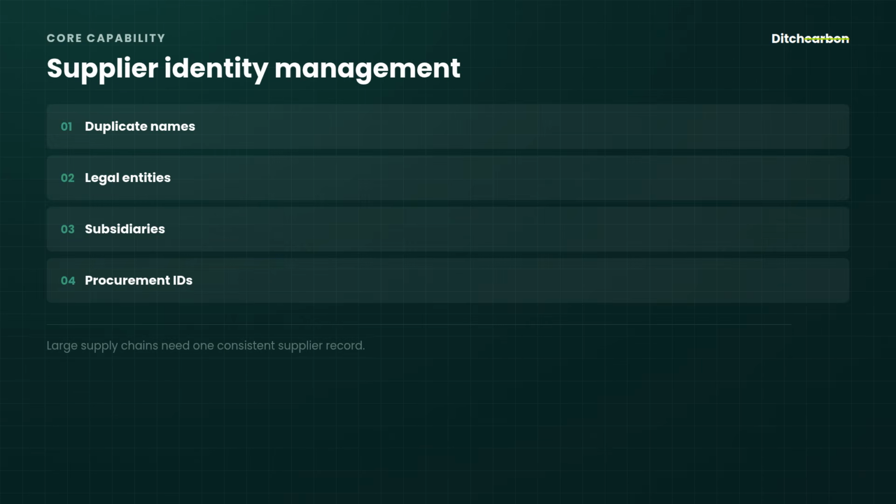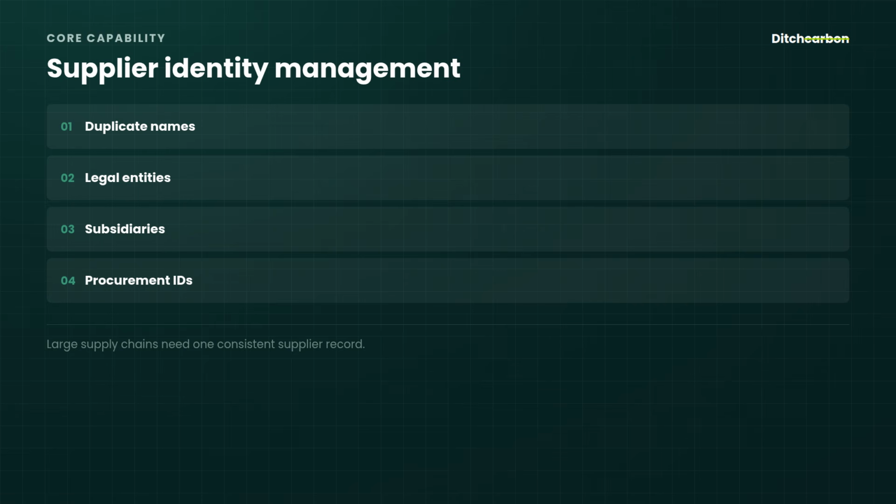That brings us to one of the most important capabilities for large supply chains: supplier identity. This sounds unglamorous, but it matters enormously. Large organizations often have the same supplier appearing several times in procurement data, one legal entity listed under different names, different subsidiaries buying from different parts of the same supplier group, finance using one identifier while procurement uses another. If your tool treats those as separate companies, your data fragments. You might send the same supplier 3 different requests, calculate their emissions several different ways, or fail to connect supplier reported data to the spend that actually belongs to them.